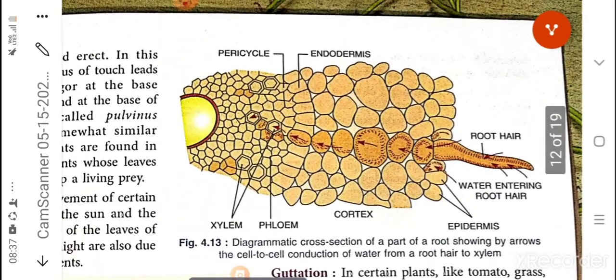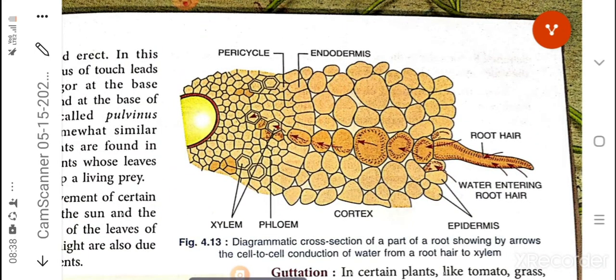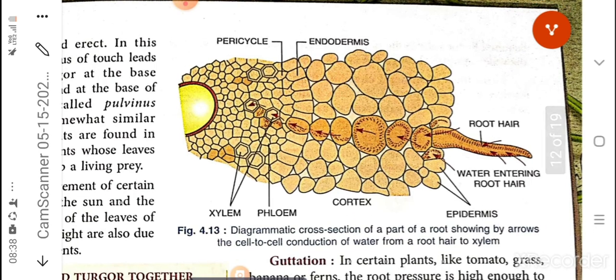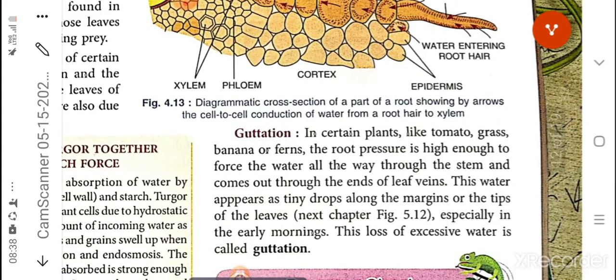Now, as you have seen in the diagram, water enters through the root hairs and passes into the next cell by the process of osmosis, and after that it goes into the xylem vessel, the cells of the xylem tissue. Through this path the water goes upward from the root hair cells, the epidermal cells, to the xylem vessel, and then into the different parts of the plant and to the leaves also.